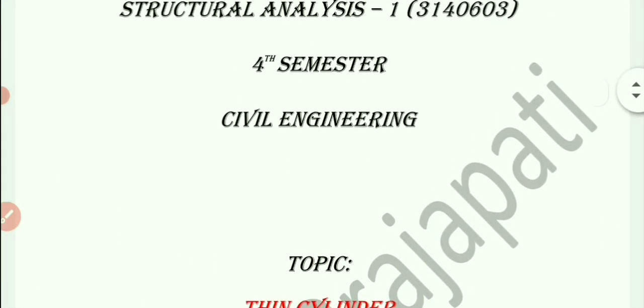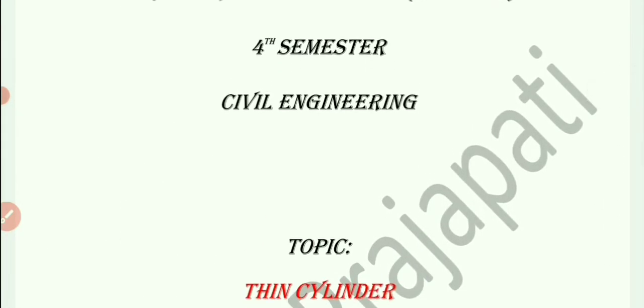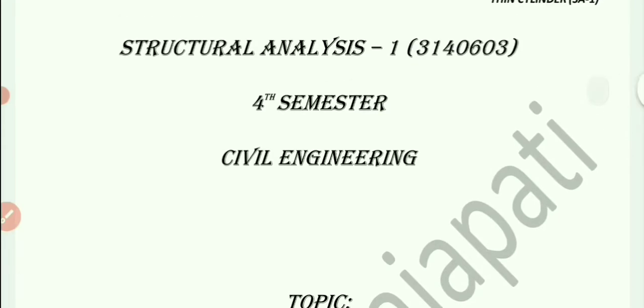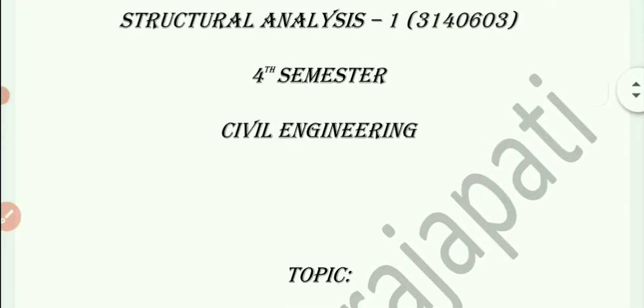So, today I am going to cover the chapter of thin cylinder of the subject Structural Analysis 1, 4th Sem Civil Engineering.